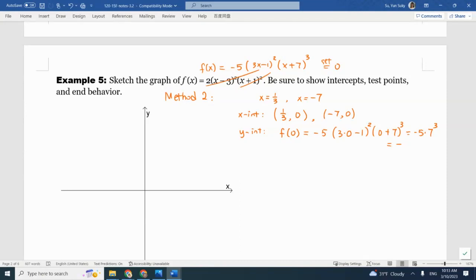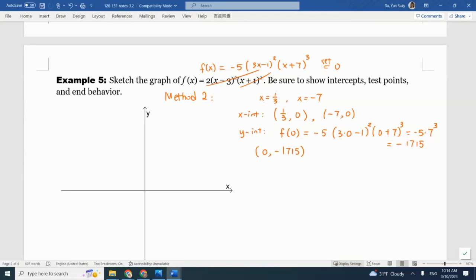What is that? Negative 1715. 1715. Thank you. Okay, great. So our y-intercept, the x-coordinate is 0. Y-coordinate -1715.